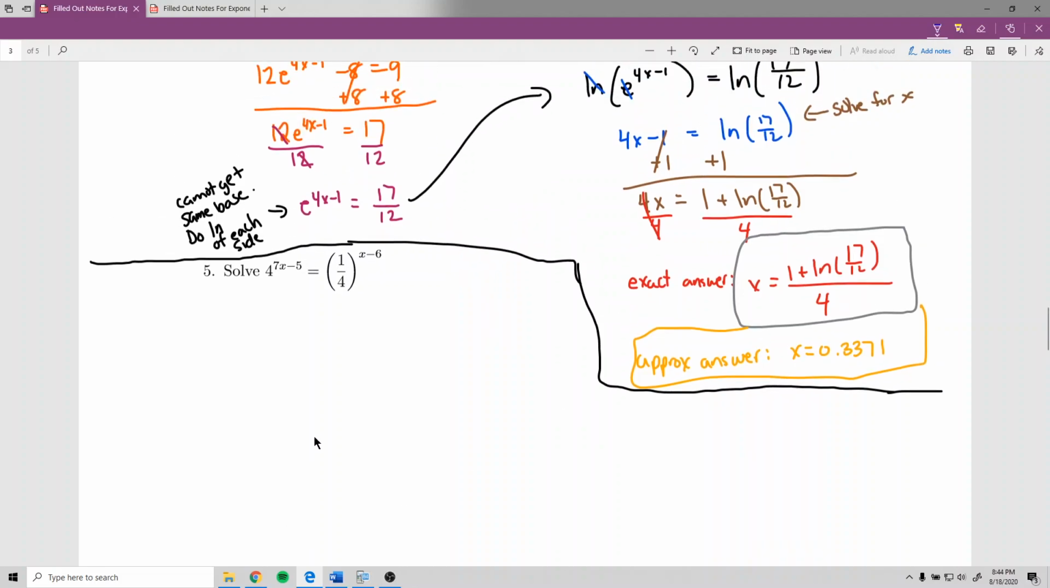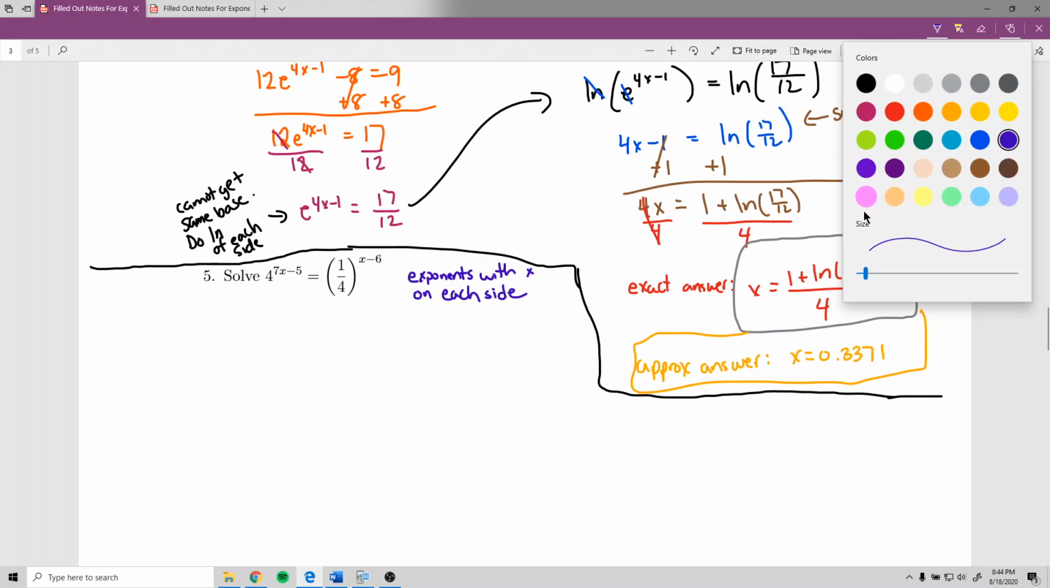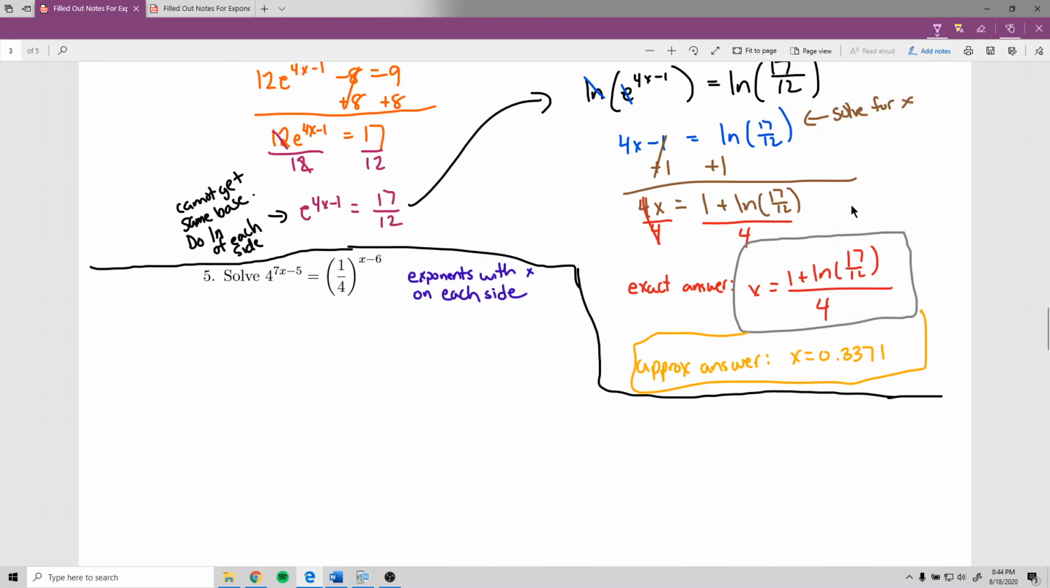All right, so finally, the last one looks really different in the sense that we want to solve 4 to the 7x minus 5 power equals 1 over 4 to the x minus 6 power. What should look very different to you about this problem is that we have exponents with x on each side. But I will say a big thing is that we don't really want to think about it differently. What I want to do is notice right away each side is just an exponential part. So unlike the previous ones, there's no solving to get an exponential part by itself. What I really want to focus on is notice that we can get the same base on each side.